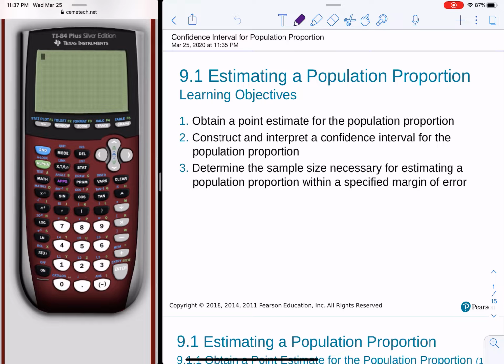So this video is on estimating a population proportion and eventually finding a confidence interval for the population proportion. And later on we'll determine the sample size necessary for estimating a population proportion with a specified margin of error. There are lots of funny phrases here: point estimate, confidence interval, and margin of error. We will talk about each of these in the sections ahead.